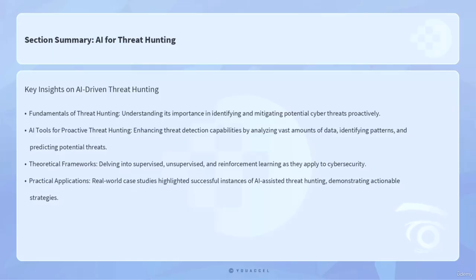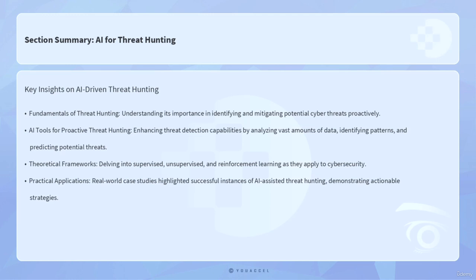In this section, you learned the fundamentals of threat hunting, starting with understanding its importance in identifying and mitigating potential cyber threats proactively. We covered the basic principles and methodologies that form the foundation of effective threat hunting, including indicators of compromise and tactics, techniques, and procedures.